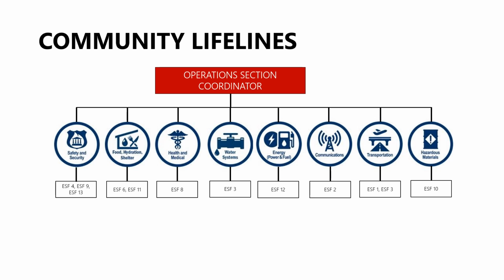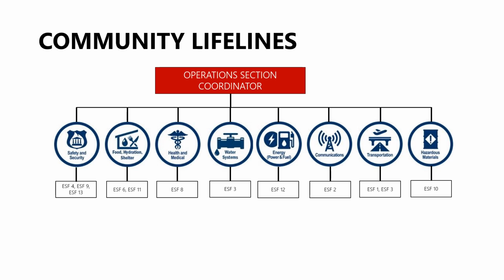During the initial response, priority efforts focus on stabilizing these community lifelines. In 2023, Eau Claire County began to align their ESFs with these lifelines. So let's give an example. These lifelines, as you can see here, are in blue. Blue means administrative. When we start to talk about red, yellow, and green, red is unstable, yellow is fix in progress, and green is stable.